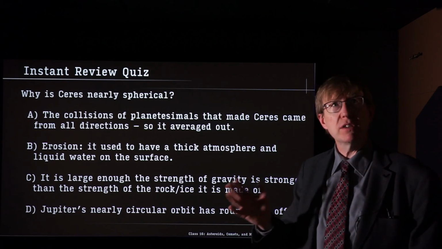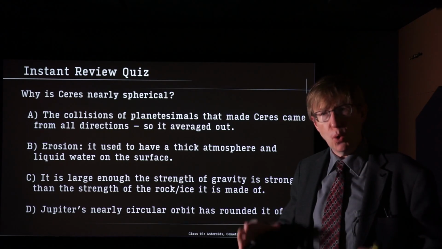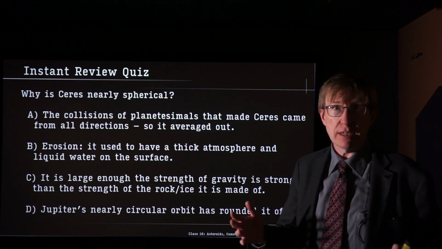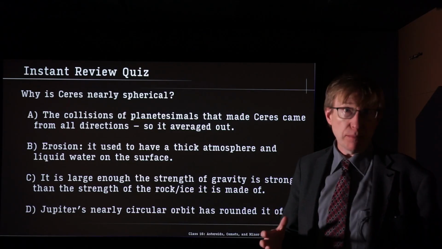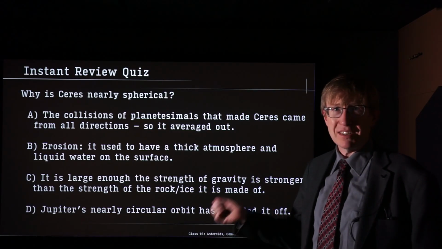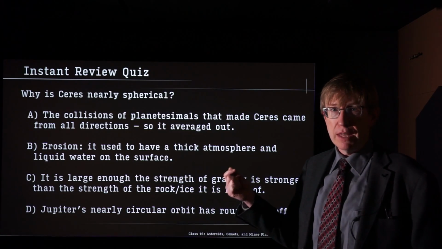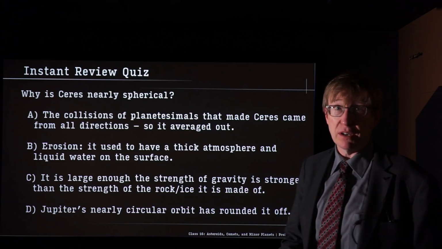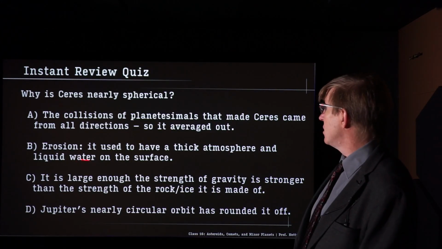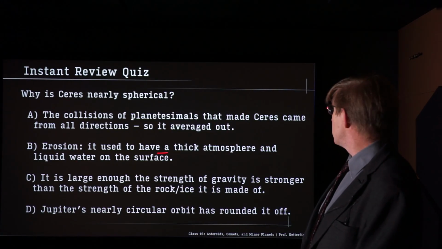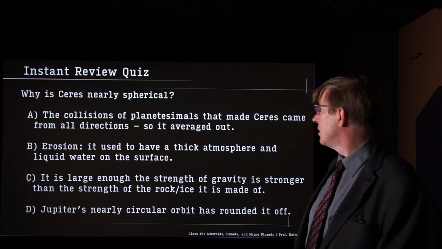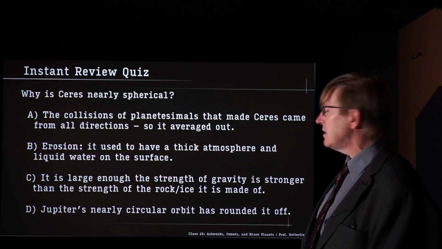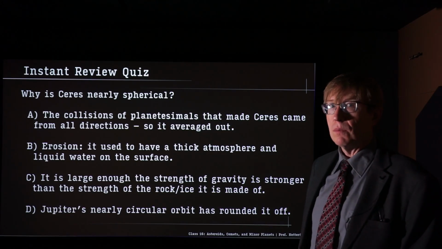Now, if we think back to the previous lectures, what do you need to hold a thick atmosphere? Well, you need pretty strong gravity, otherwise it just escapes. Ceres has some gravity, but it's only 1,000 kilometers across. It's a lot less massive than the moon. It's a lot less massive than Mercury. So if the moon and Mercury can't hold an atmosphere, then there's no way Ceres could have. So this is almost certainly not true. Ceres almost certainly never had a thick atmosphere. It's large enough that the strength of gravity is stronger than the strength of the rock or ice it's made of. We think that's the case.